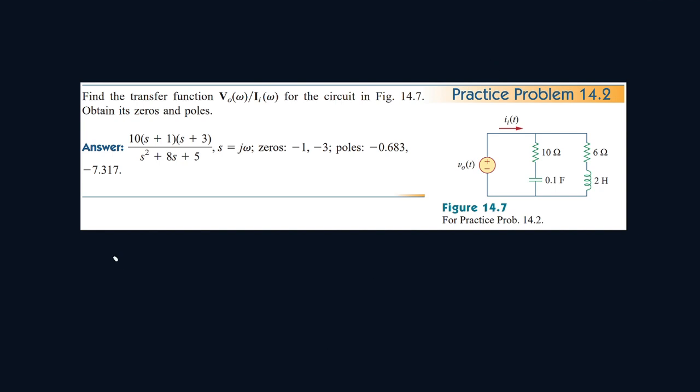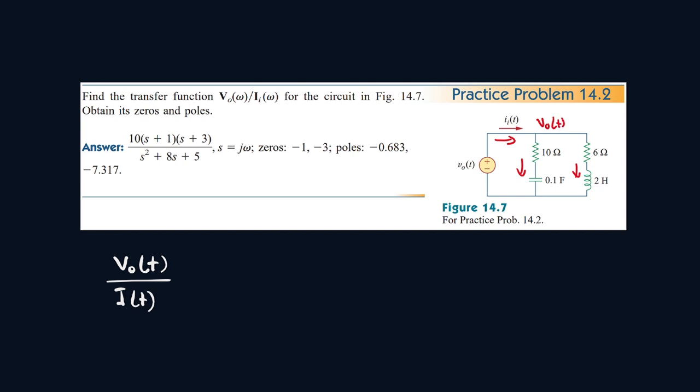So let's get Vo(t) over I(t). So we're gonna start with that. So we have current passing through here. Then let's have current passing through here as well. And we see we have this voltage source here, and this voltage source is going to cause this entire node to also be Vo(t).